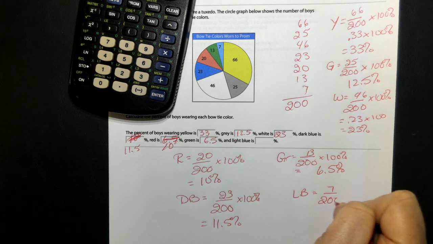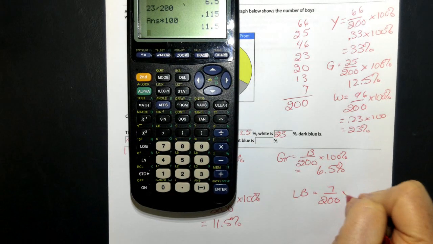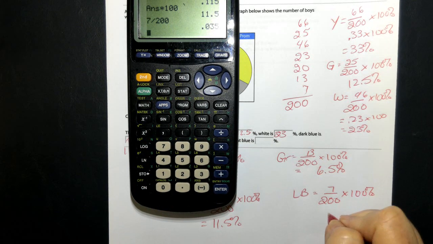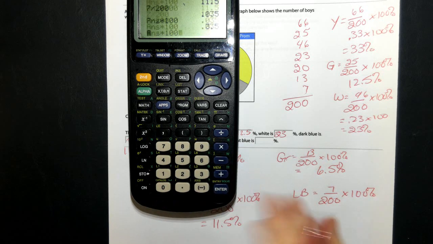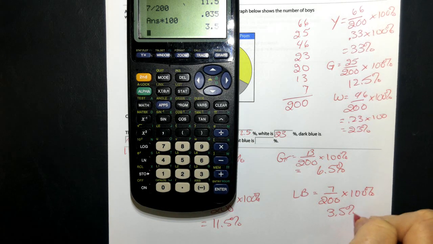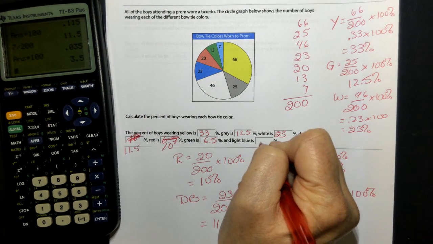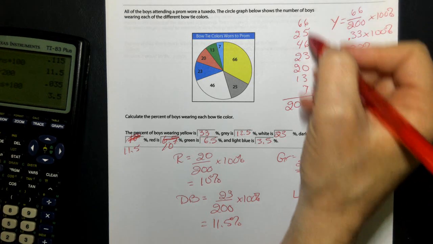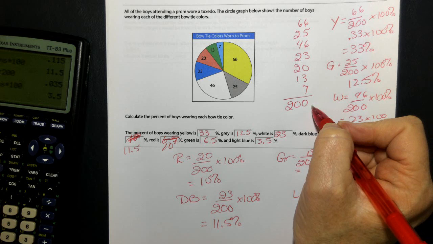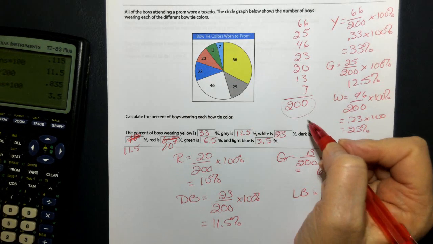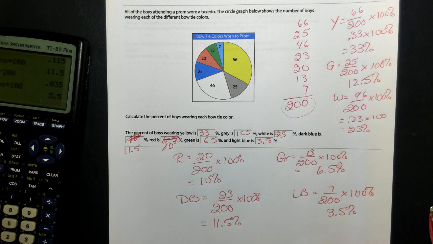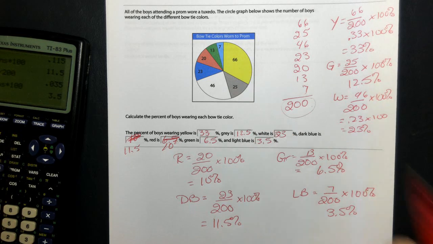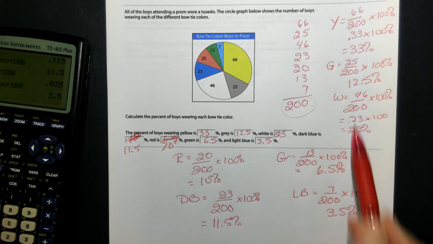7 over 200 times 100%. 7 divided by 200 is 0.035 times 100, and we're up to 3.5%. All right. So you see that first thing we did was we had to get the total for all of them, and that's 100%. So all of them together, 200 boys, 200 people makes 100%, and in each case now we take the fraction of the pie slice and divide it by the total, and we get our percents.